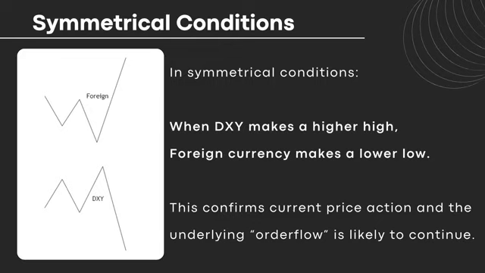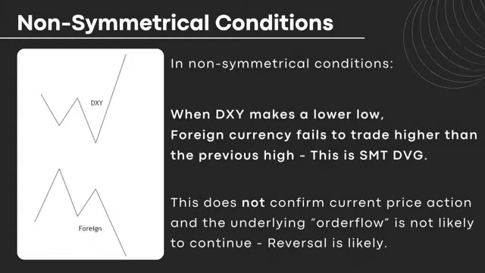Now let's move on and discuss non-symmetrical conditions, right? Once you go through this part, you can understand the difference between symmetrical and non-symmetrical conditions. So when there is a discrepancy or variation in the structure between two correlated assets, that suggests non-symmetrical conditions, right? Such non-symmetrical conditions can be used for different objectives, such as accurately predicting reversals and expansions in the markets and so on, right?